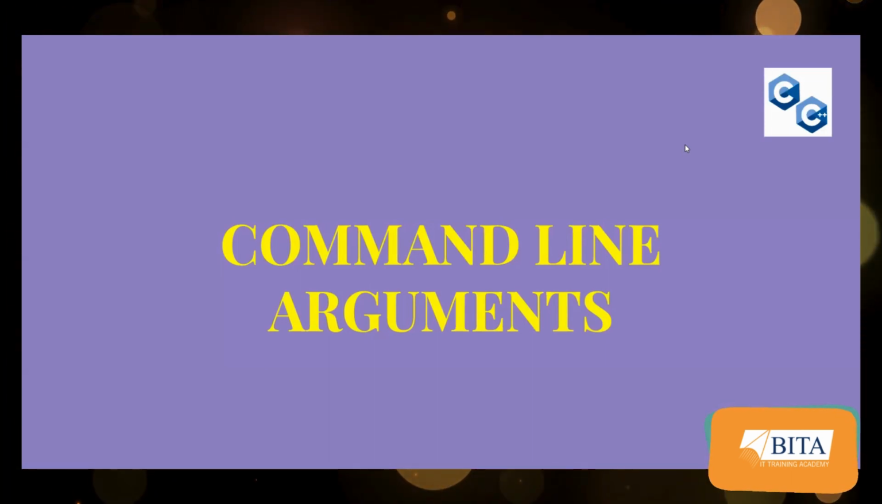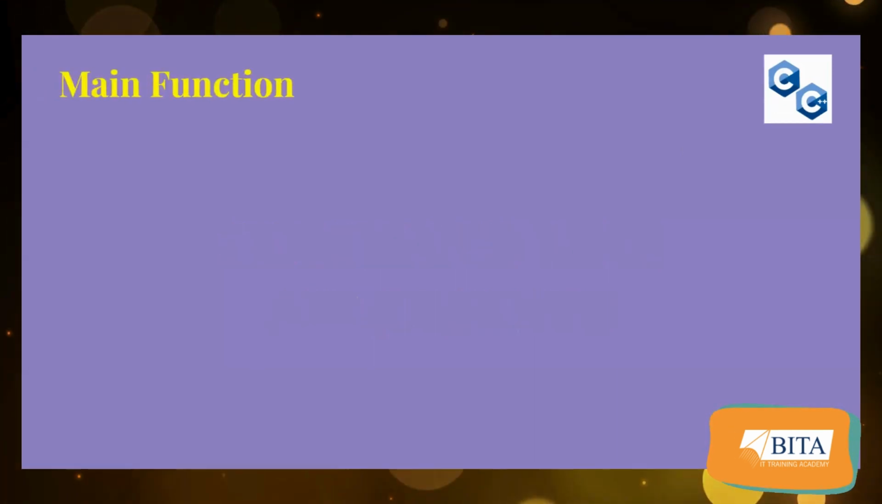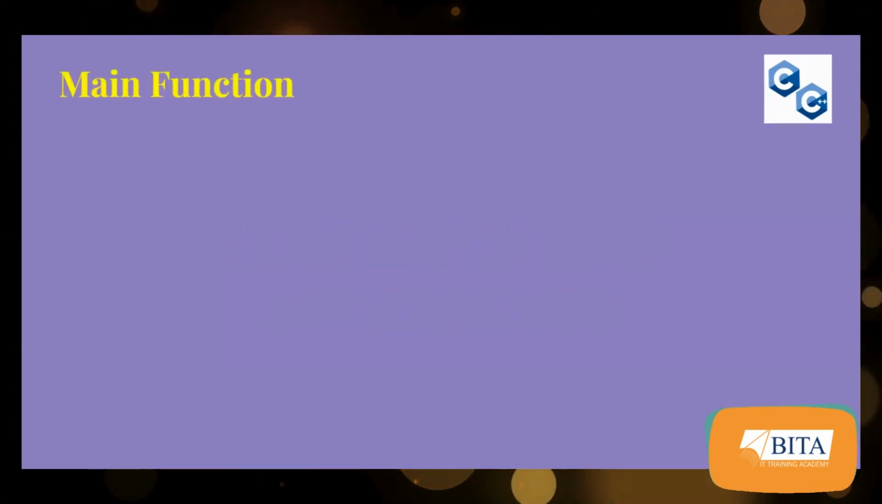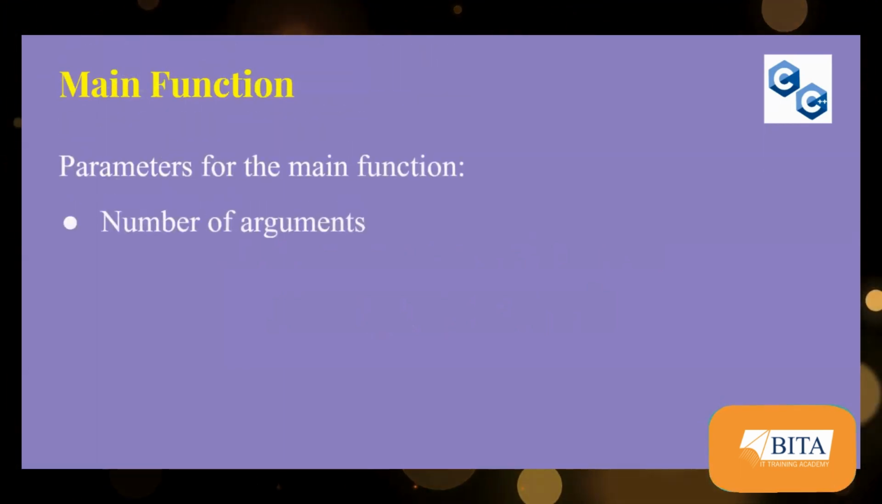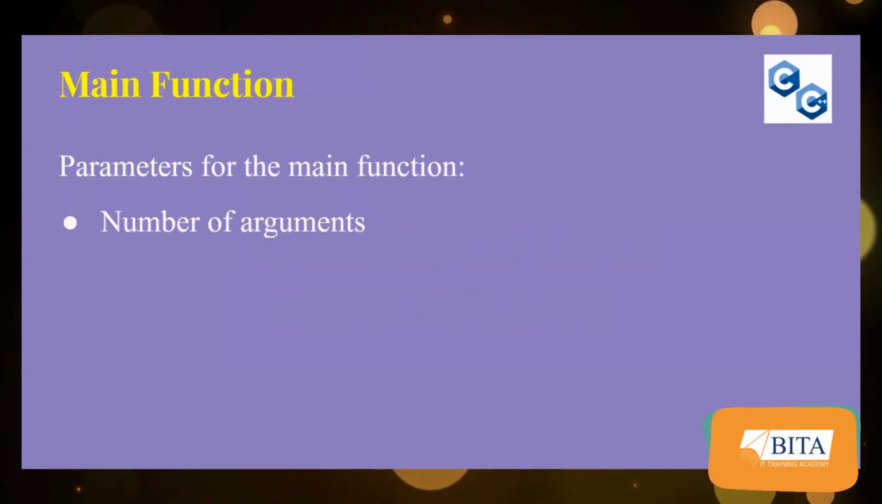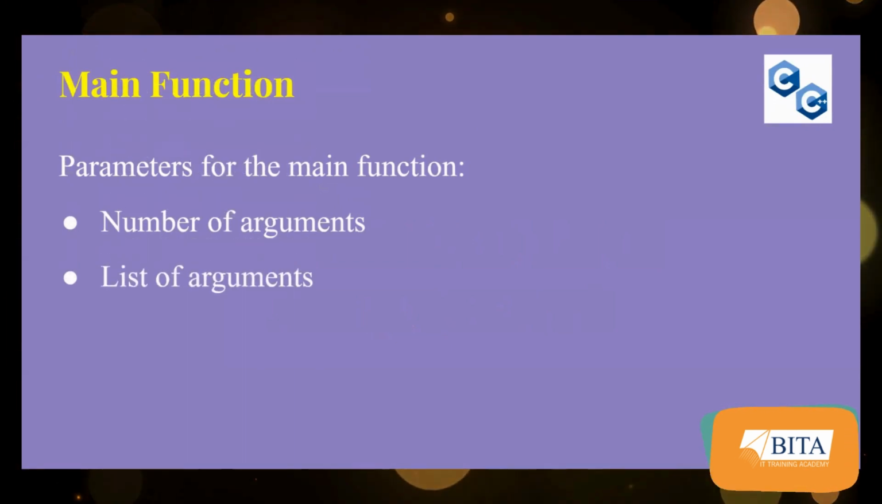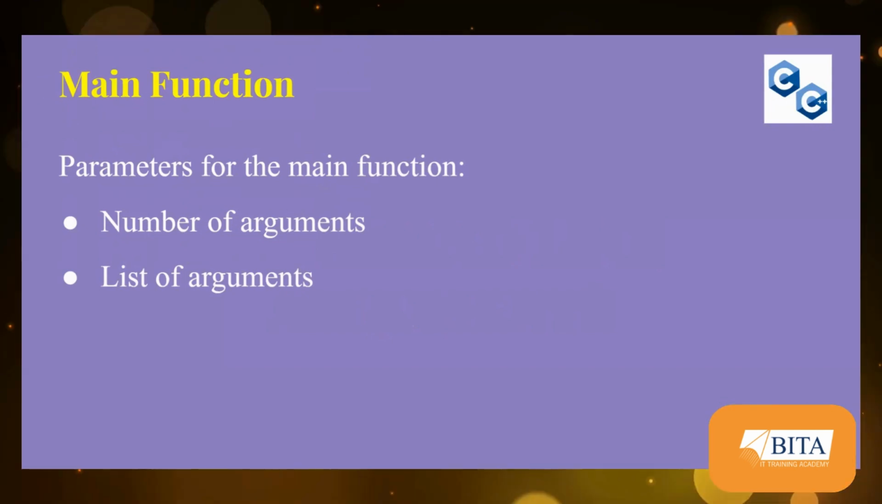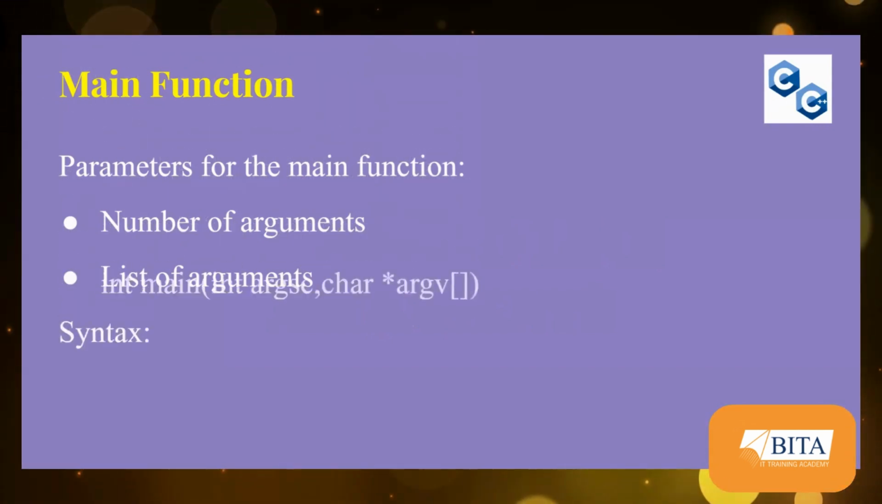Welcome back. In this video, we'll learn about the command line arguments. Before moving into the topic, you need to know that the main function can accept two arguments. The first argument denotes the number of arguments to be passed, and the second argument denotes the array of pointers containing all the actual arguments to be passed. So this is the syntax.